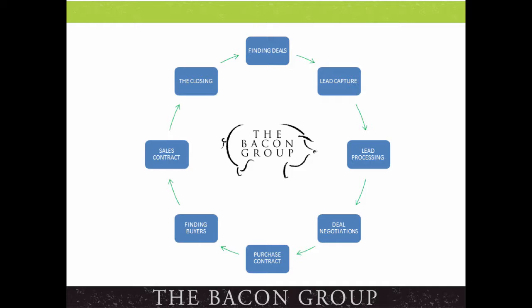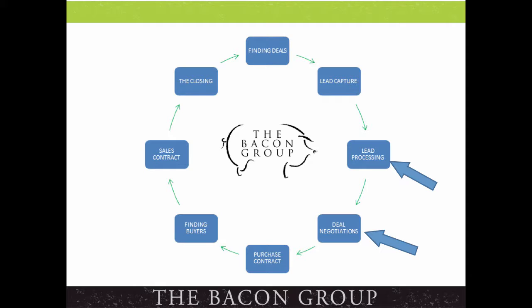Then we have to negotiate it back with the seller again. Once we do a successful negotiation, we have to get it under contract. Once we're under contract, we look for a buyer. This is from a wholesaling aspect. Then we get a contract with that buyer, and we head off into the closing. So those are the pieces. All these videos are going to concentrate on only 2 aspects: processing the lead, in other words, how to think, and negotiating, what we did to negotiate.